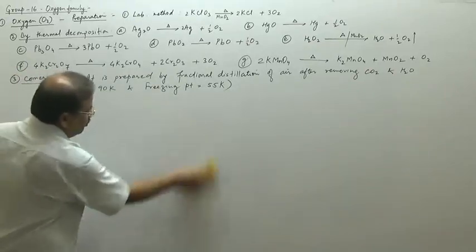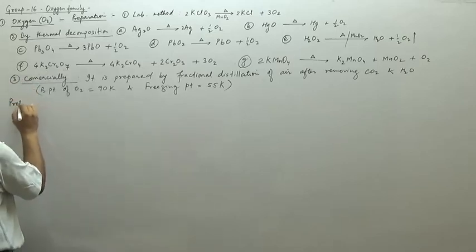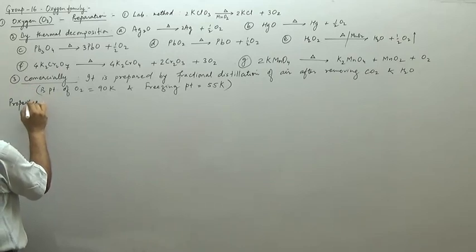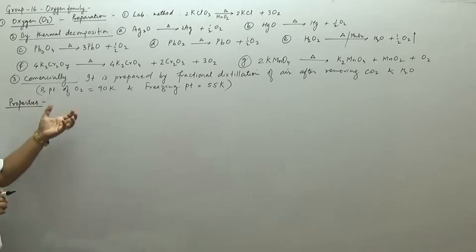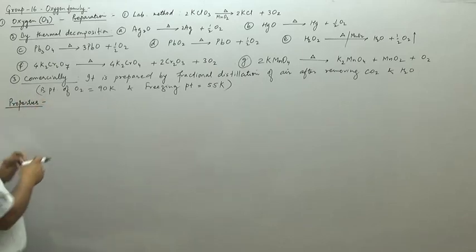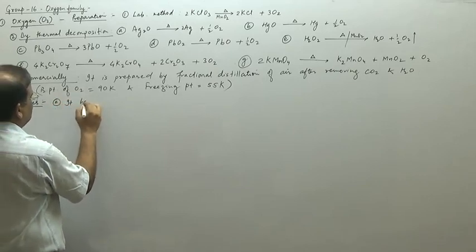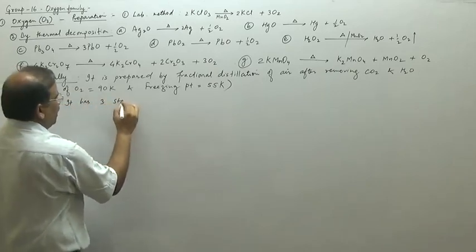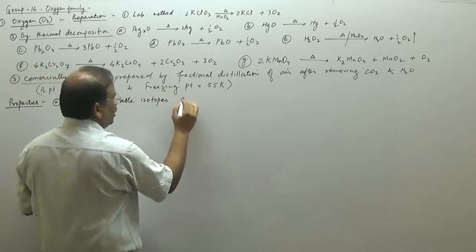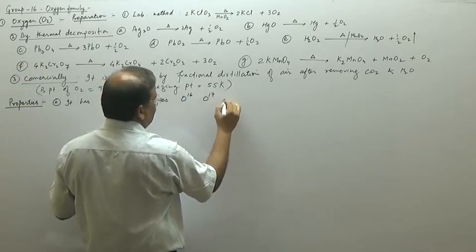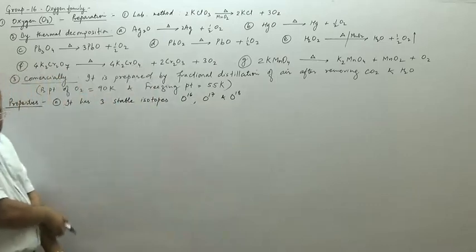If we discuss the properties of oxygen, we can write like this. The boiling point and freezing point as properties are already known to us. Now we can write that it has 3 stable isotopes: oxygen-16, oxygen-17 and oxygen-18. These are the 3 stable isotopes of oxygen.